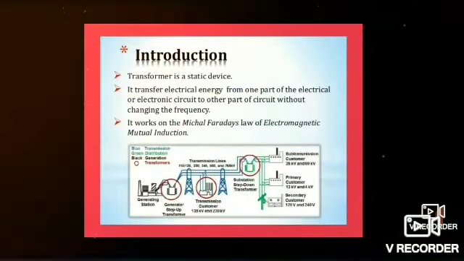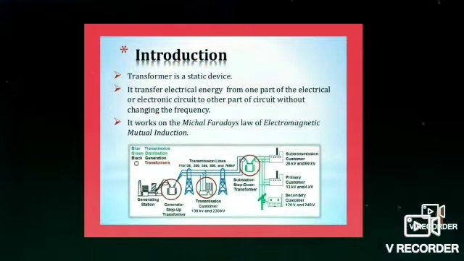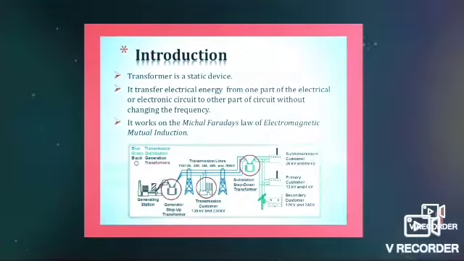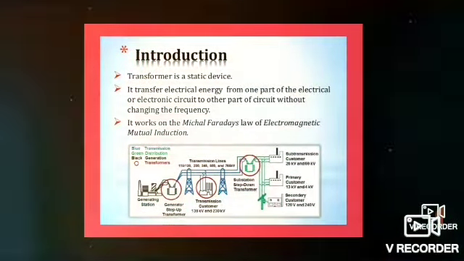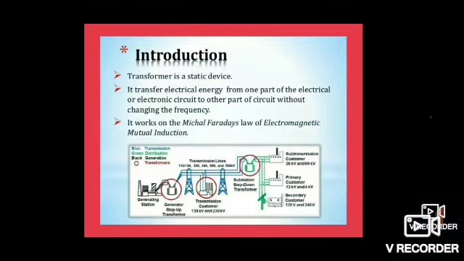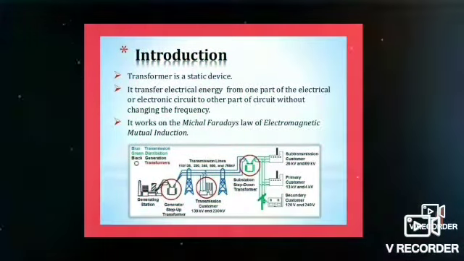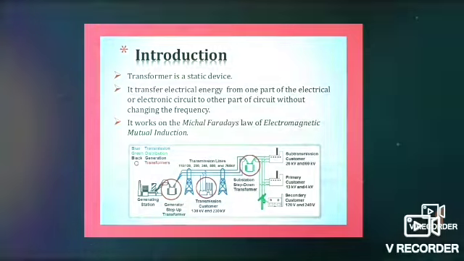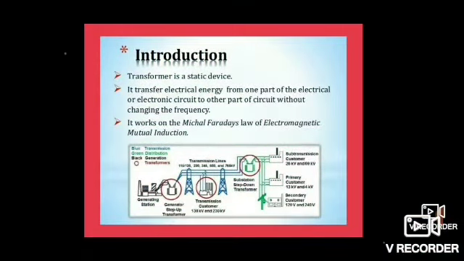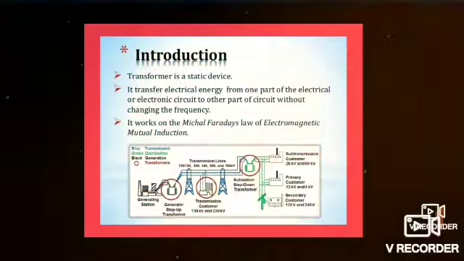There are two types of transformer. One is step up transformer, another one is step down transformer. It transfers electrical energy from one part of the circuit to other part of circuit without changing the frequency. It works on the principle of Michael Faraday's law of electromagnetic mutual inductance.